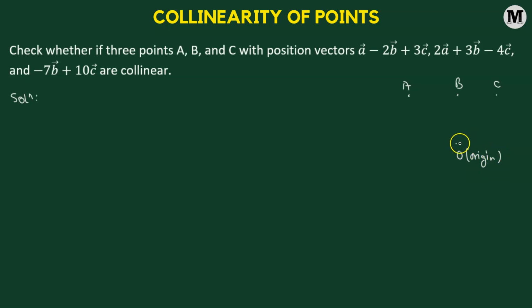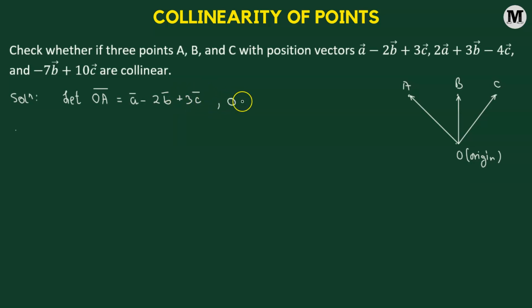This origin is going to be the origin of some coordinate system. Now, with respect to this origin, we can define the position vectors of A, B, and C. All we have to do is join O and A, O and B, O and C with the help of a directed line segment going away from O. So here we will assume that the position vector of point A, which is OA vector, is given by A vector minus 2B vector plus 3C vector.